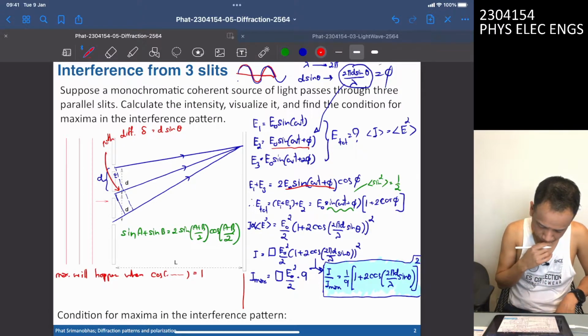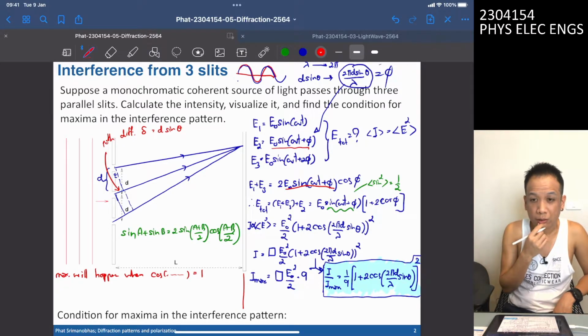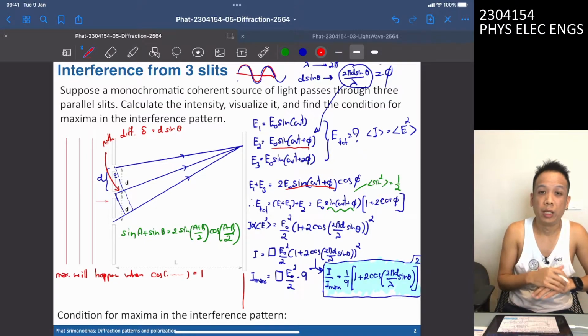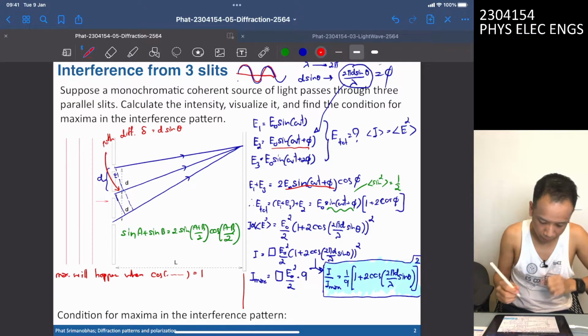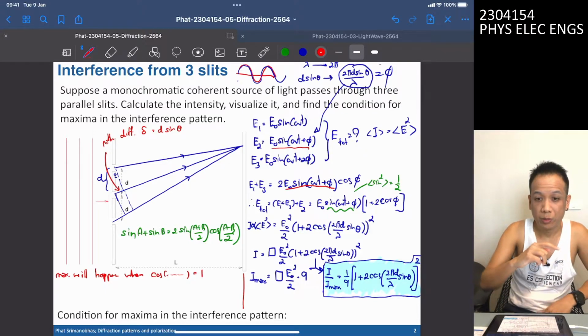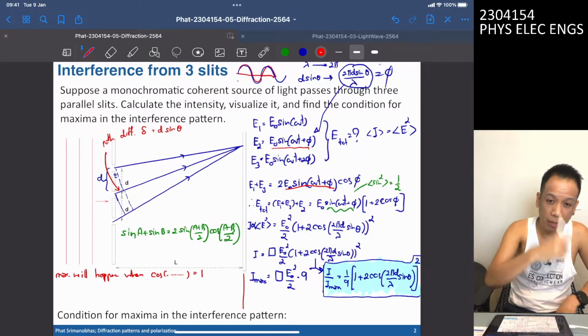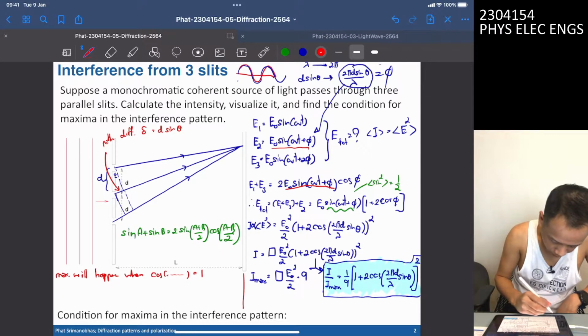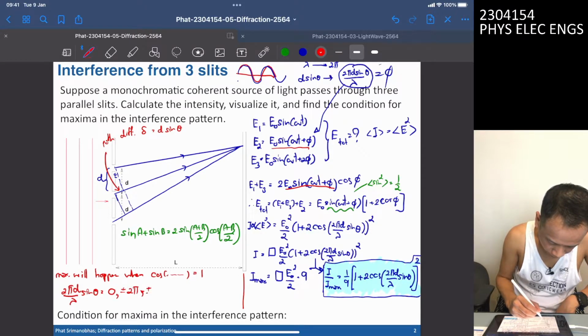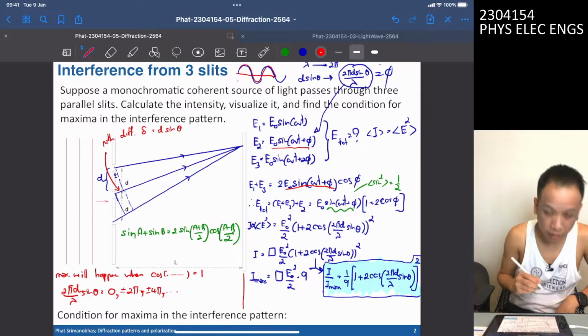So what is the angle? It means the angle needs to be 0, 2 pi, 4 pi, right? It cannot be pi, because cosine pi becomes minus 1, and then you will not get the maximum from here. So it means 2 pi d over lambda sine theta equals 0, plus or minus 2 pi, plus or minus 4 pi, and so on and so on.